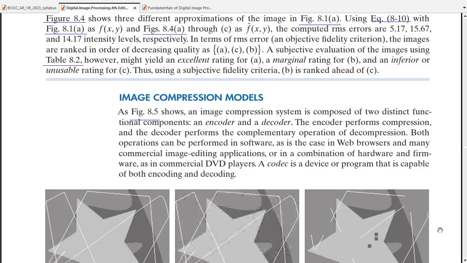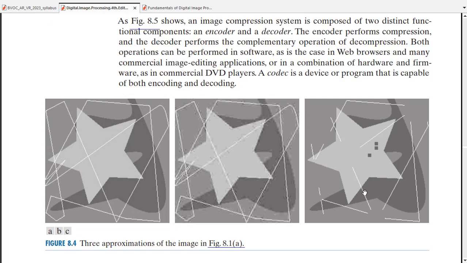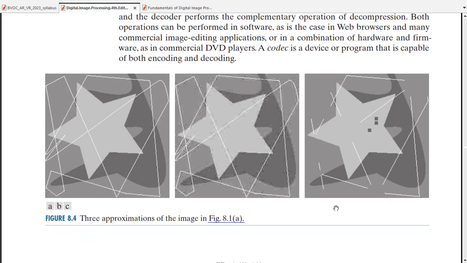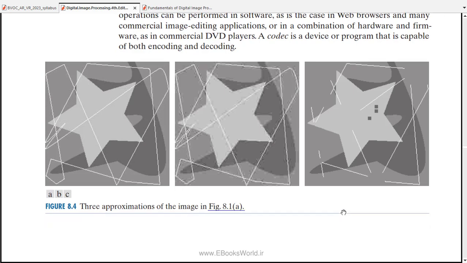In the case of web browsers and many commercial image editing applications, this is a combination of hardware and firmware, as in commercial DVD players. A codec is a device or a program that is capable of both encoding and decoding applications. So here is the approximation of this image, with this encoding and decoding application.